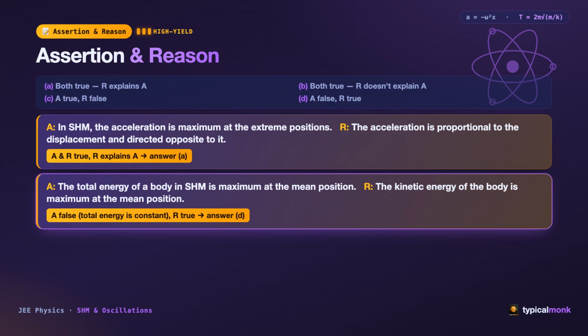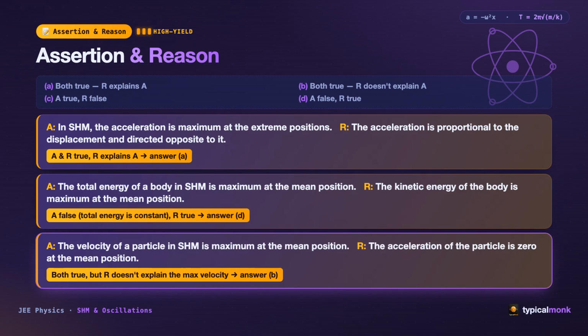Second pair. Assertion. The total energy of a body in SHM is maximum at the mean position. Reason. The kinetic energy is maximum at the mean position. The reason is true, but the assertion is false. The total energy is constant everywhere, not a maximum at the mean. So the answer is D.